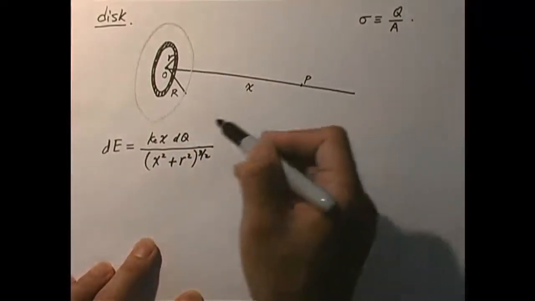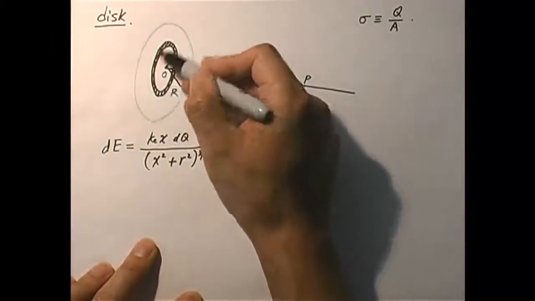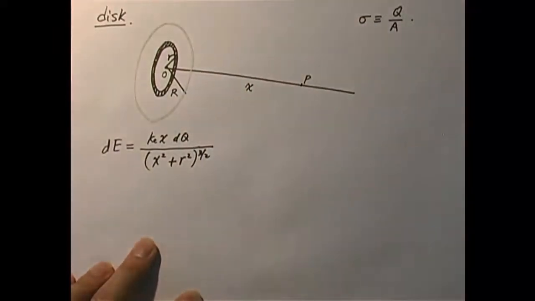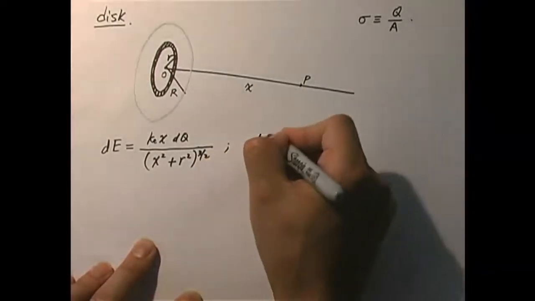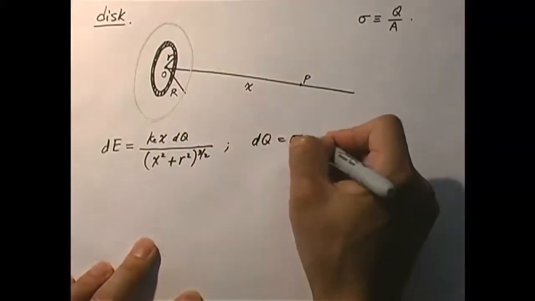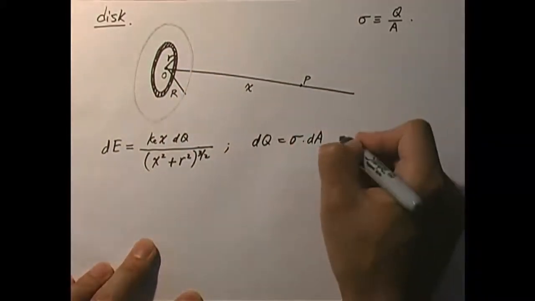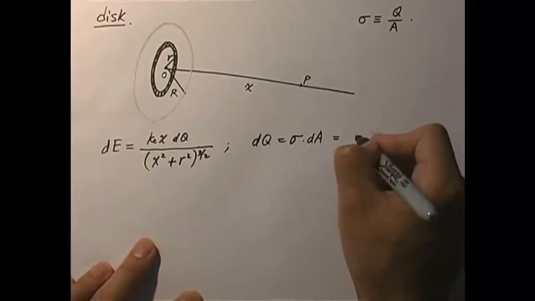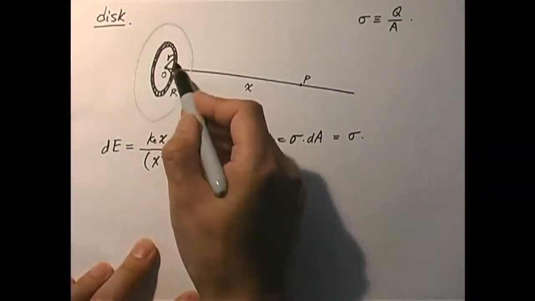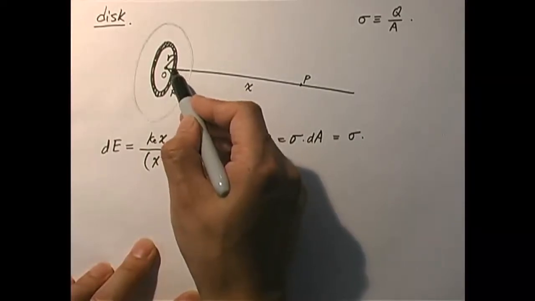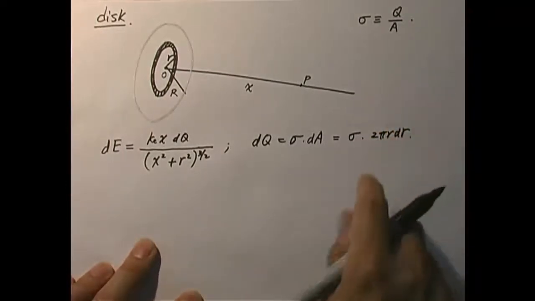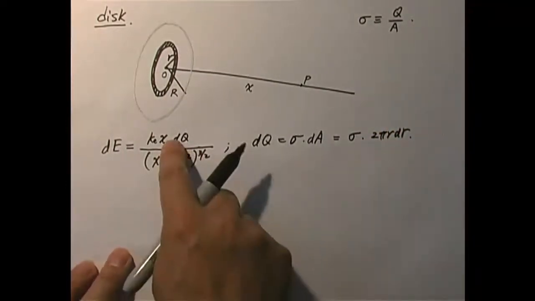Well, dq is the charge content in this little area. But the charge is uniformly distributed, in which sigma is a constant. So I can write dq equals sigma times this little area of the ring, dA. What's dA? 2 pi r, the circumference of the ring, times the thickness, which is dr. So it's 2 pi r dr, which I then plug into here.